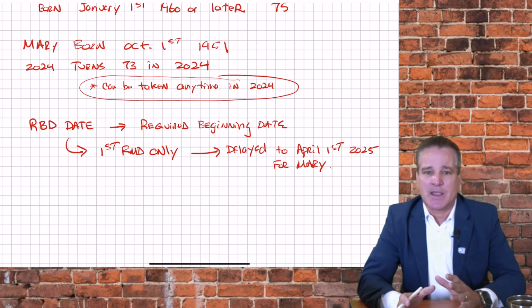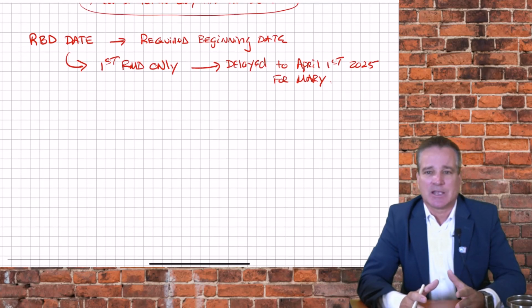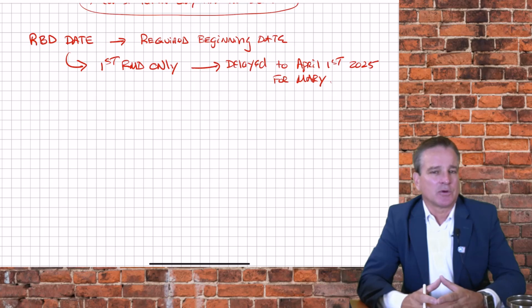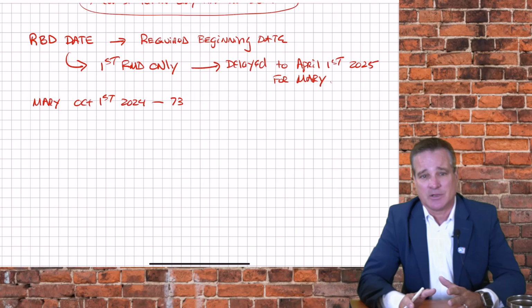We'll stick with Mary from the early example. She turned 73 in October of 2024. She could postpone her first RMD until April 1st of 2025. But again, please remember, this is only for the first RMD. She can't do that every single year.